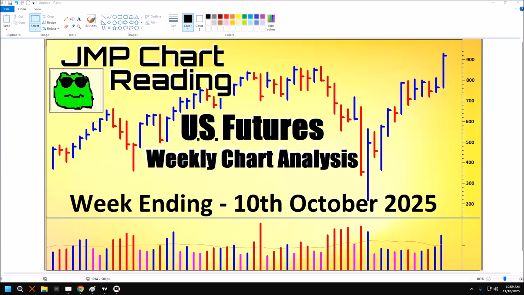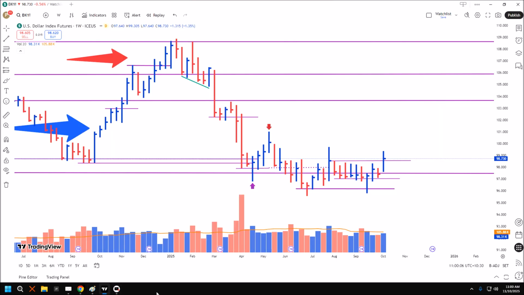This is the US Futures Weekly Chart Analysis for the week ending 10th of October 2025. First chart is the US dollar index futures, which closed higher this week.